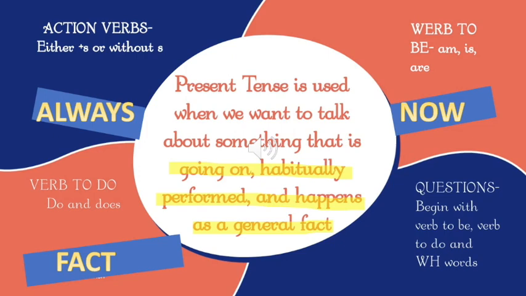Because it's a fact, something that is true even before this, now, and even for tomorrow. You are always a girl. So we use you and are. Okay. When we want to use present tense, we must look at 4 elements, which are action verbs, verb to be, verb to do, and we also need to use all the 3 elements in question.